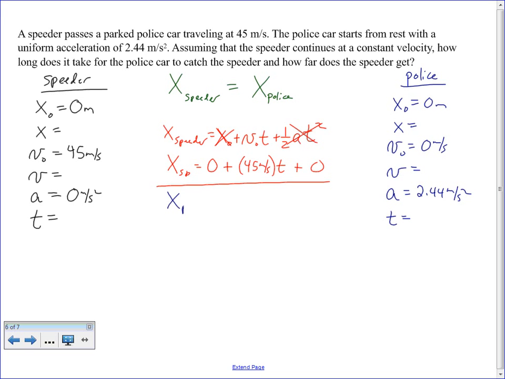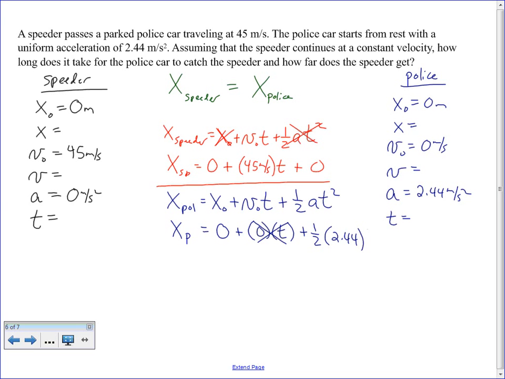For the police car, again we have the initial position plus the initial velocity times the time plus 1/2 the acceleration times the time squared. So now the position of the police car is going to equal 0 plus, this has an initial velocity of 0, so again that term goes away, plus 1/2 times 2.44 times t squared.